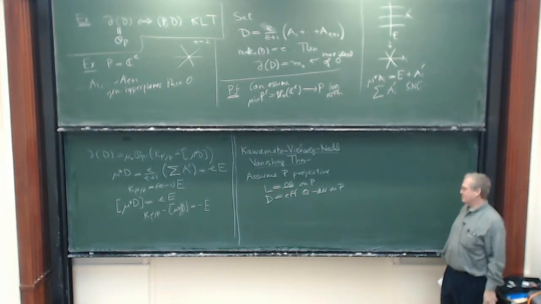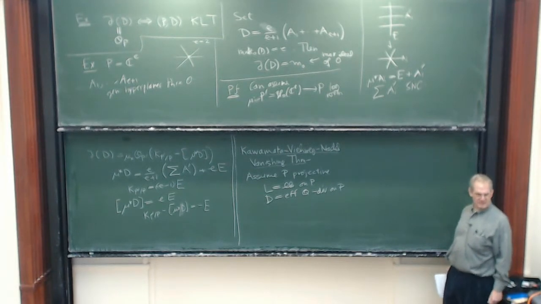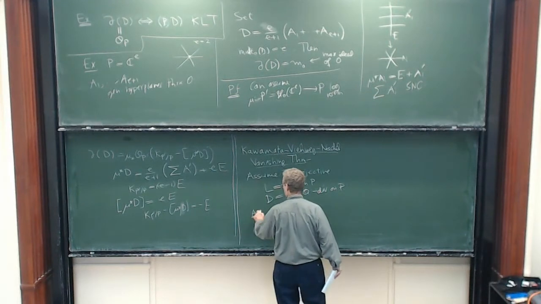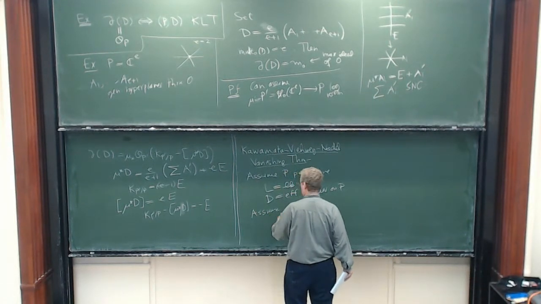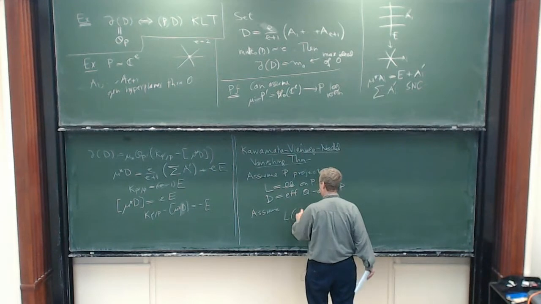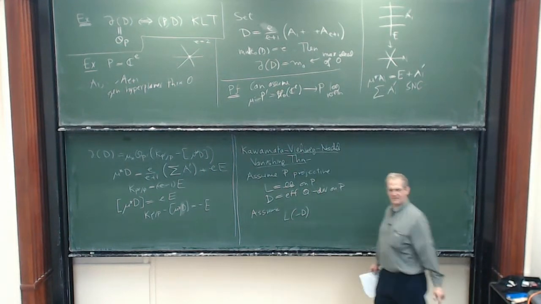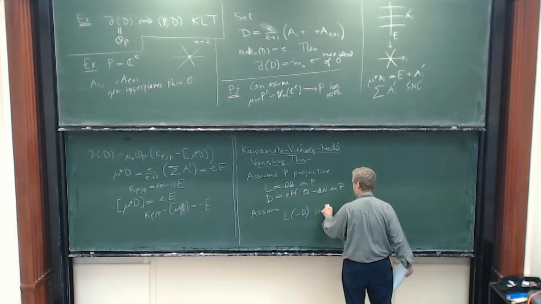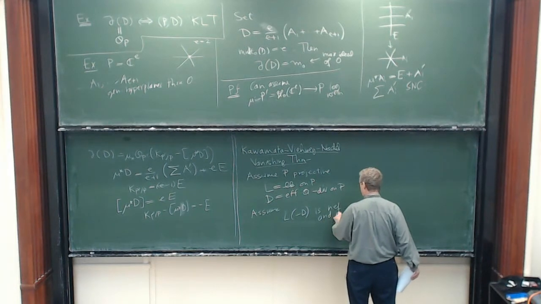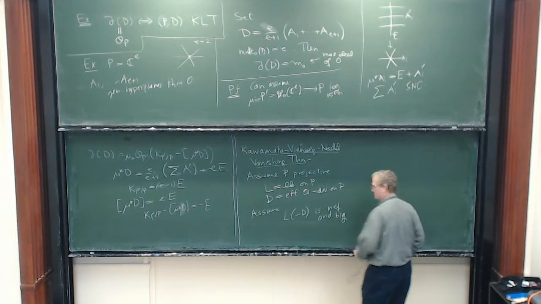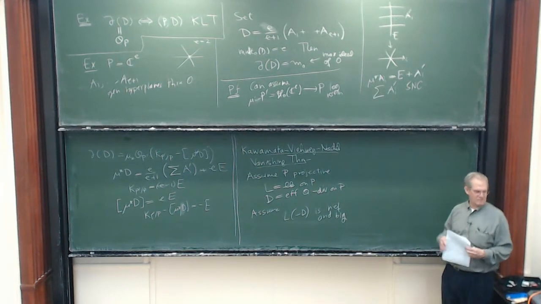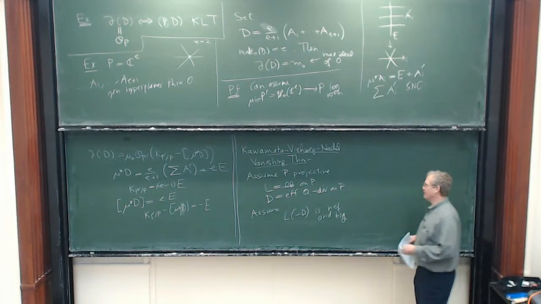And we want some positivity condition on L minus D. So the positivity condition is we assume also that L minus D, so this is a Q-divisor, is nef and big. So for example, it could be ample. So this is essentially a Q-divisor, so it makes sense to talk about ampleness for a Q-divisor. So this is a well-defined thing.